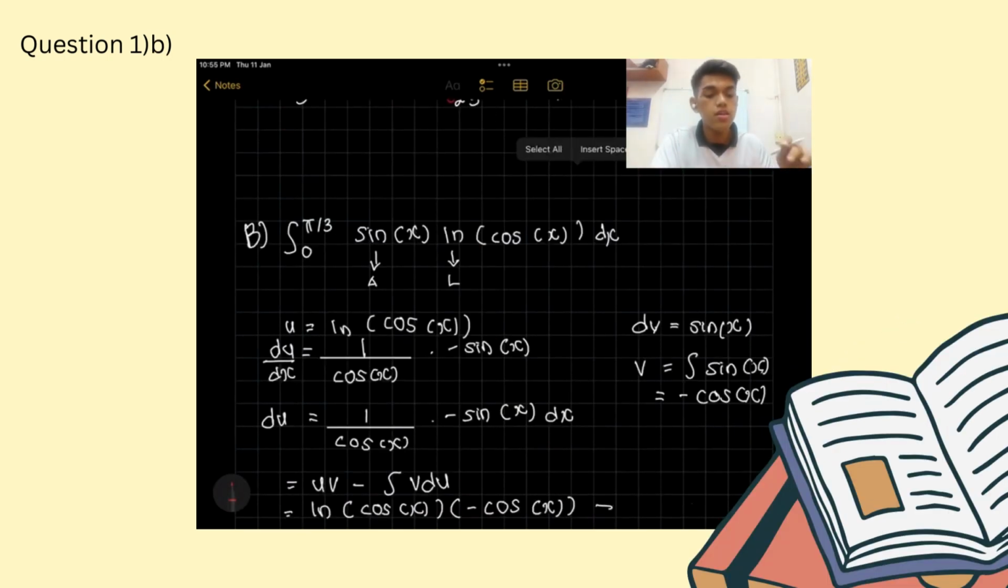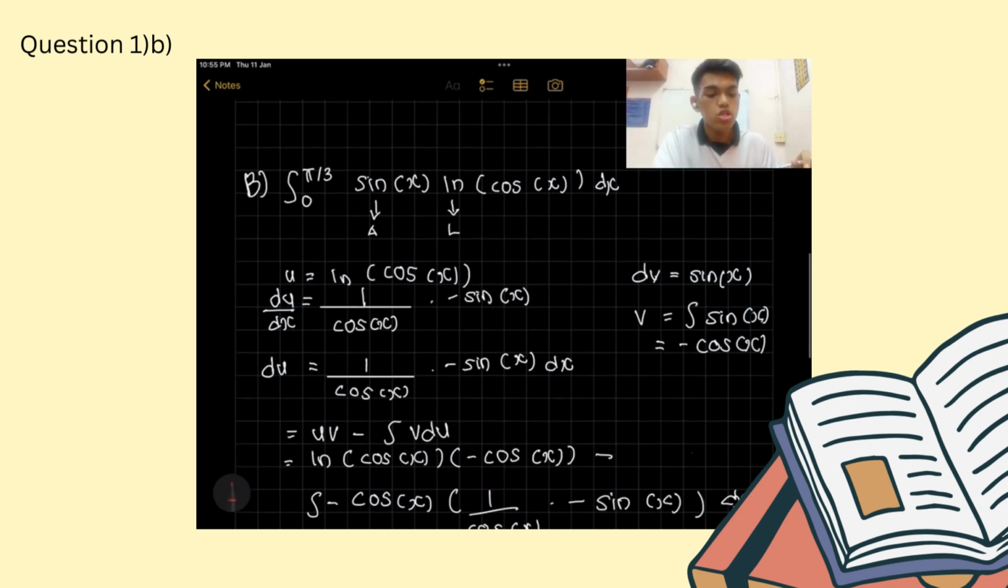Okay, for the second, question 1B. The question is given as integrate with the limits pi over 3 and 0, and we are given sin x ln cos x dx. As we can see, sine is algebra and ln cos x is a log. So from the list we know that we choose ln cos x as u. After we differentiate ln cos x, it becomes 1 over cos x times negative sin x.